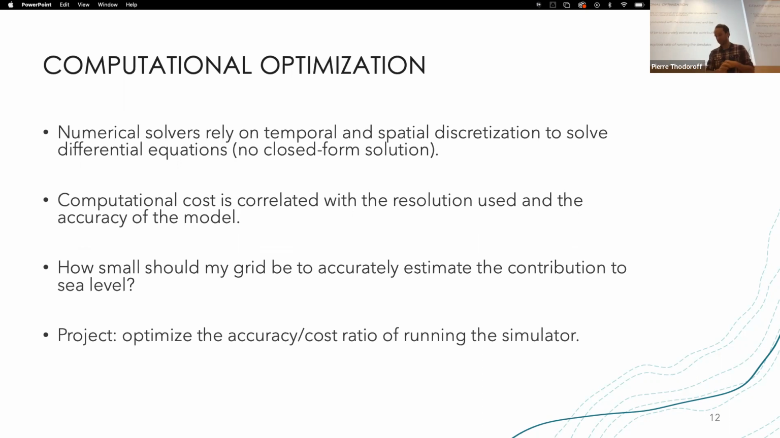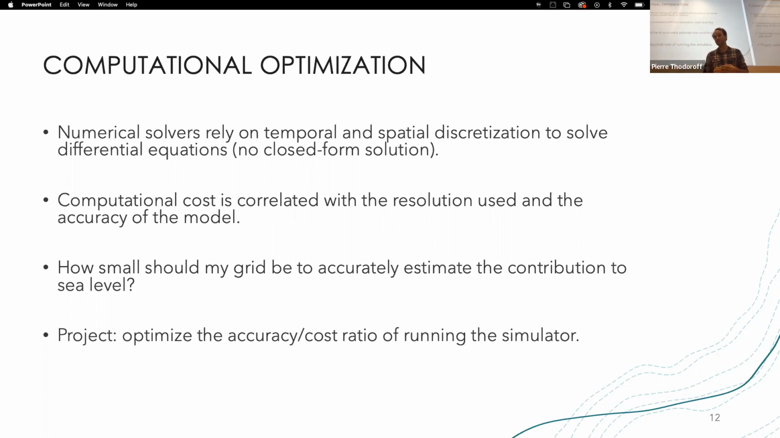So basically the question we're asking is, how small does my grid need to be to accurately estimate the contribution to sea level? And intuitively, the way I think about it is, maybe in some part of the input parameter space, I can get away with 10 kilometer resolution because something silly happens. And maybe in some other parts of my grid, I need very fine resolution because we have a fracture, for example. In this case, I need to be very precise about what I do in order to estimate the contribution to sea level.